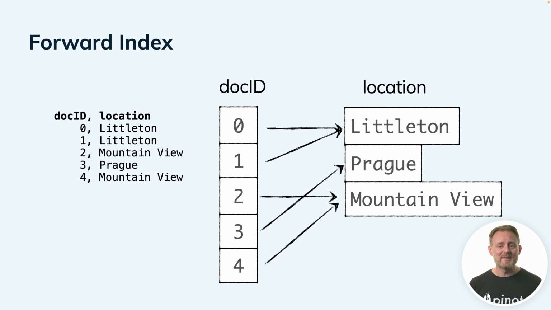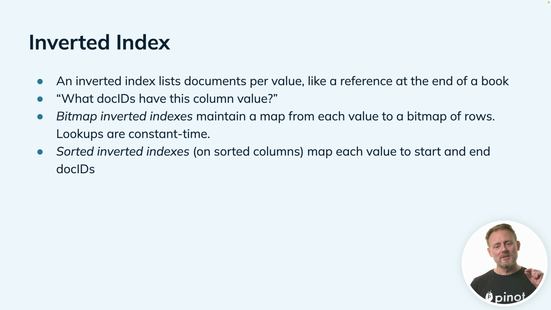The first time through, that's not a very helpful description, but you'll get it in just a second here. What the inverted index does is it lists documents per value. I give it a value, and it gives me a list of document IDs that have that value. So I want to look up what are the rows that have the location Littleton. I would use an inverted index for that. There are bitmap inverted indexes that map from each value to a bitmap of rows, and that gives me this nice constant time way to look up those rows through that bitmapped encoding.